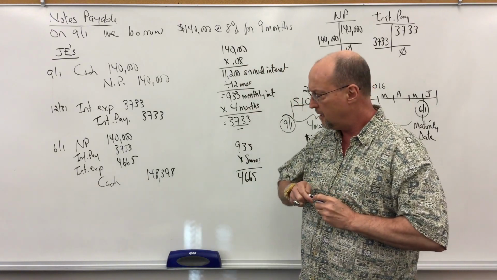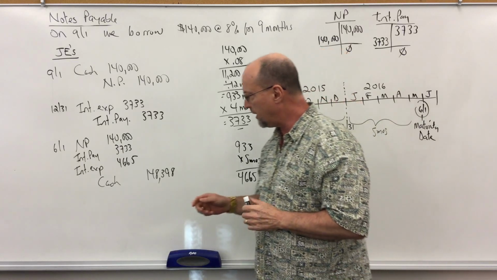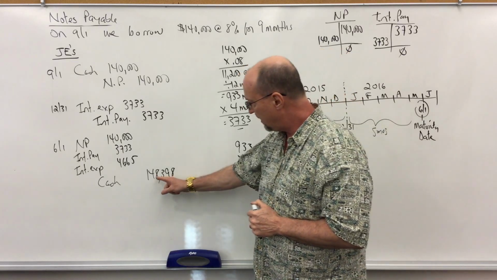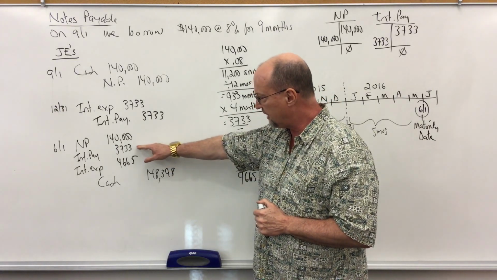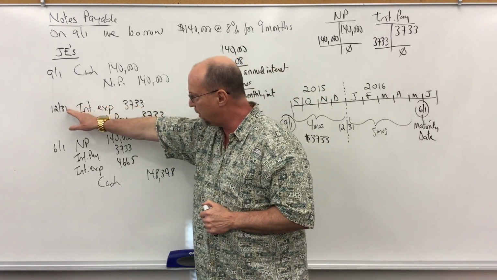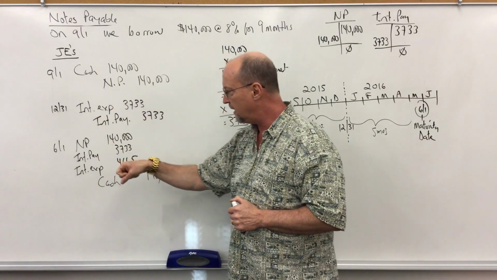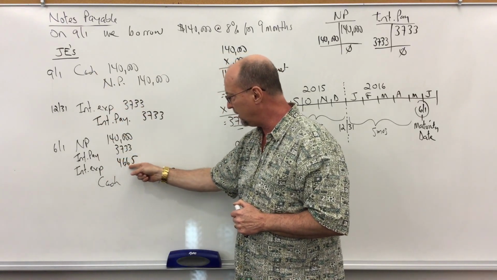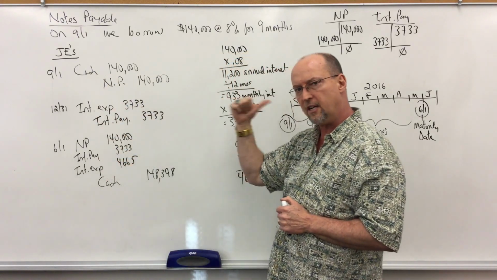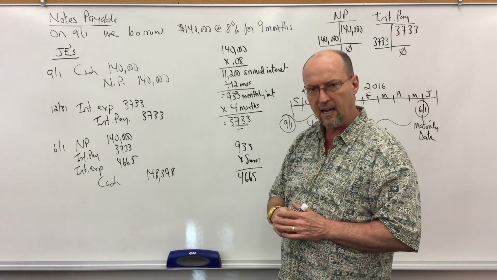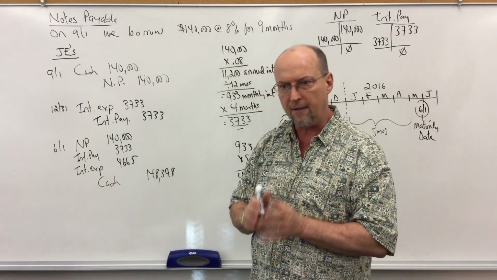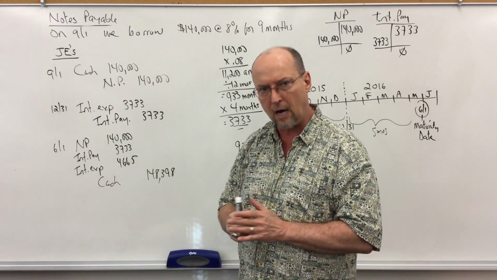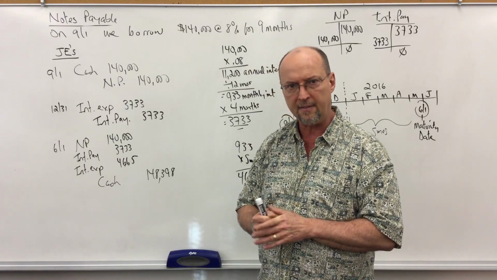So even though we recorded a total of 9 months interest, $8,398, 4 months of it, or $3,733, got recorded in 12/31/2015, and 5 months, or $4,665, got recorded in the year 2016. And that's what accrual basis accounting requires of us, is to record revenues and expenses in the proper time period. Okay, and that's notes payable.